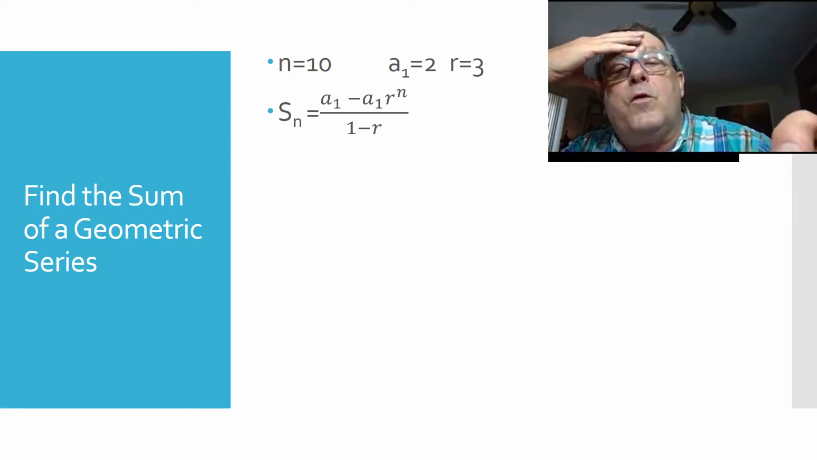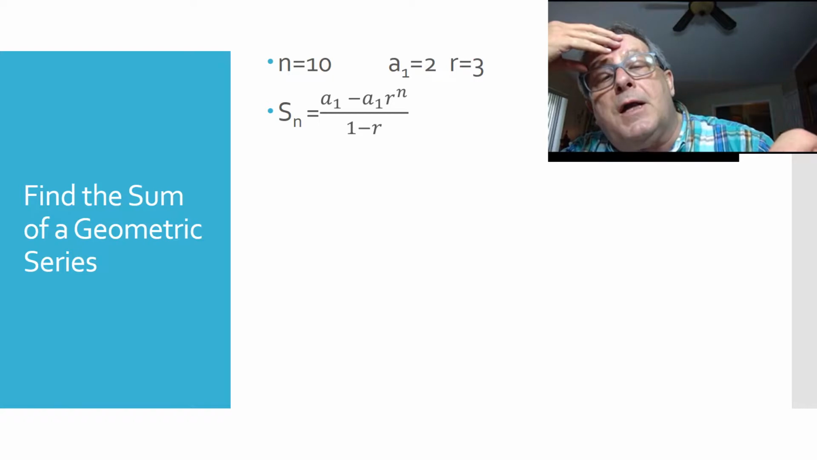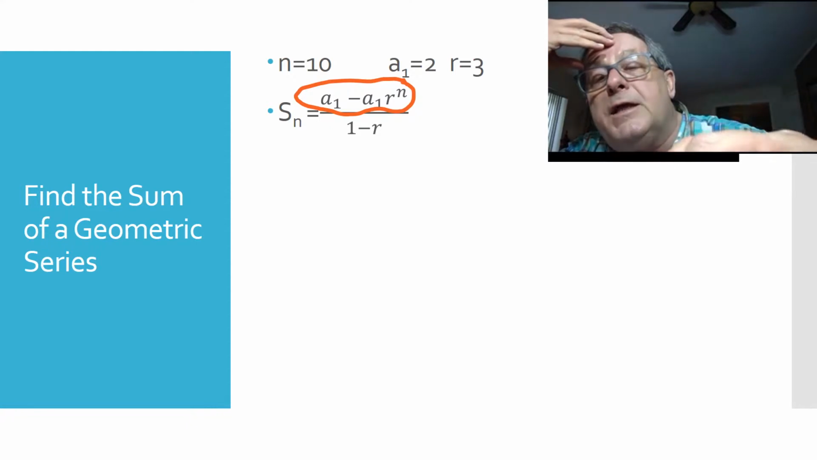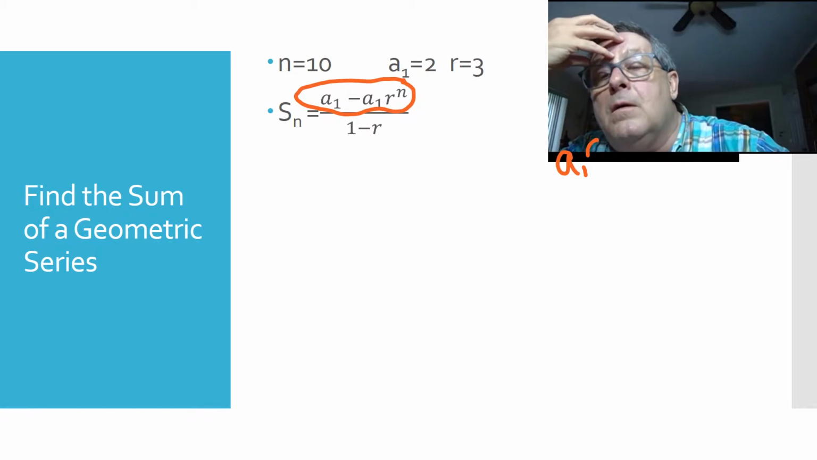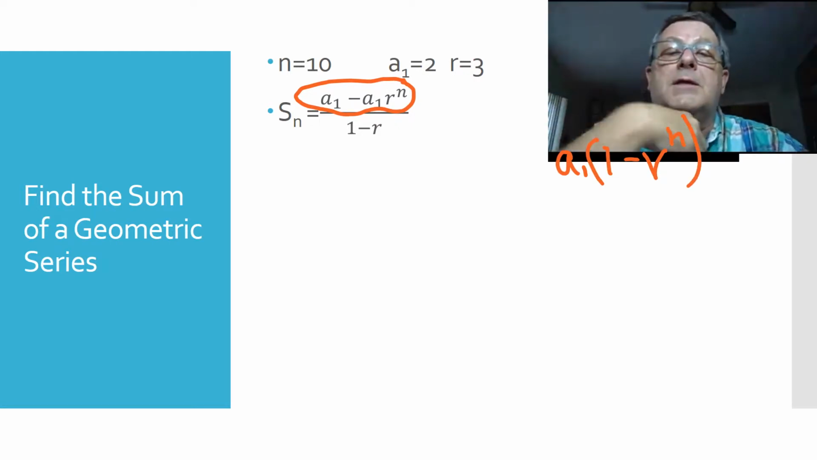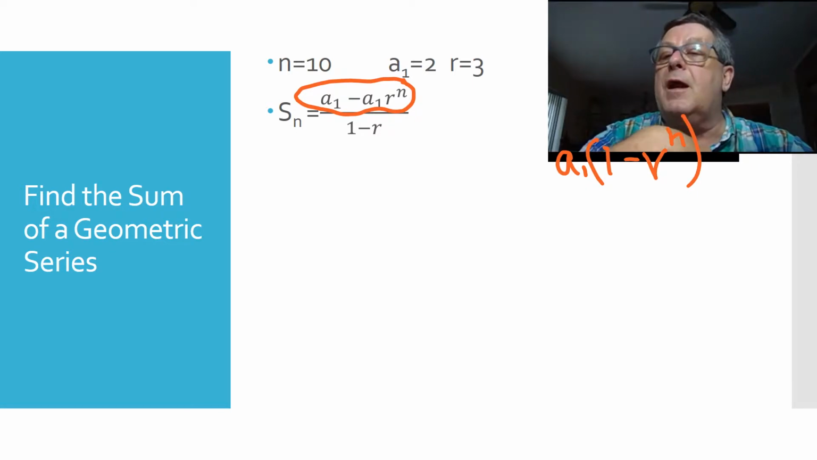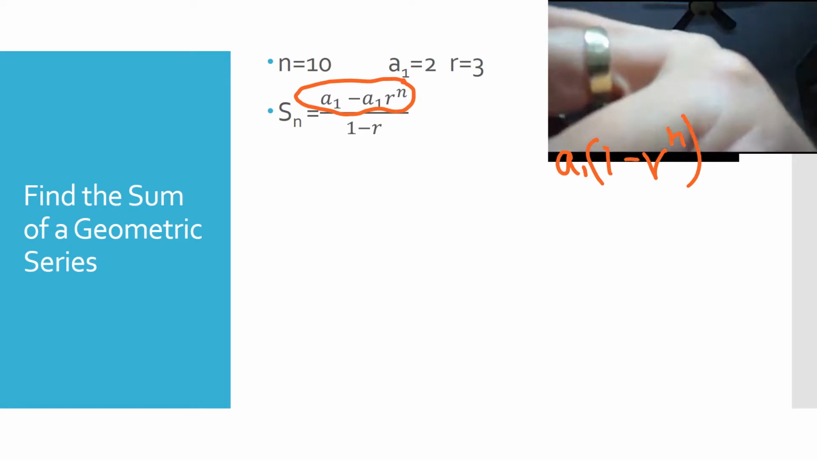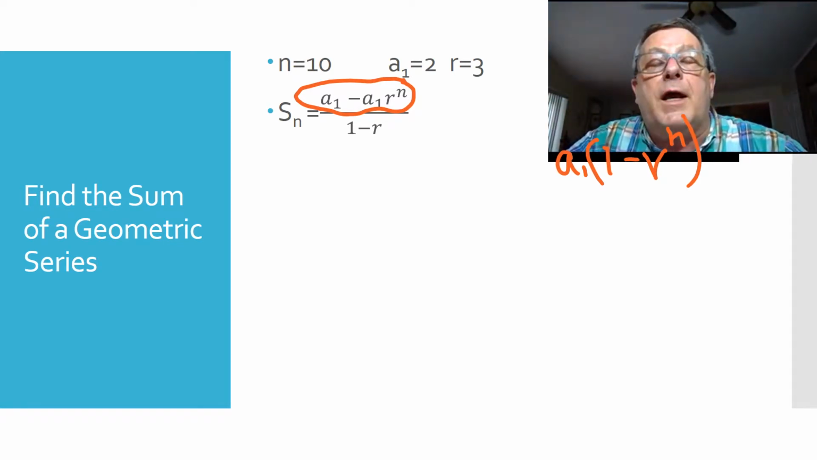We're just going to do a little plugging and chugging here. But I do want to point out, before we begin, that the expression in the numerator, A1 minus A1R raised to the nth power, I could actually re-express as A1 times parentheses 1 minus R raised to the nth power. There could be a time or two that I may want to do that because it would make life a little easier. But this one I'll just go ahead and plug and chug.